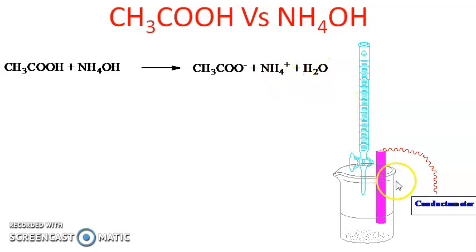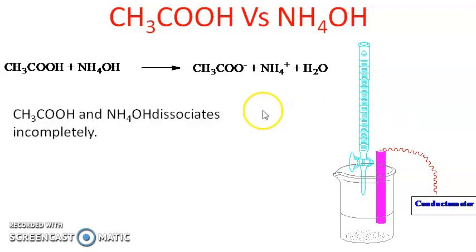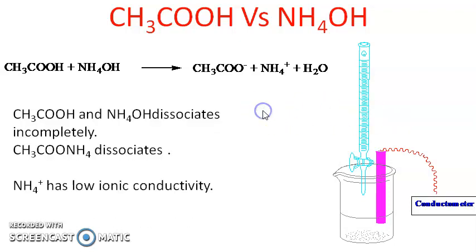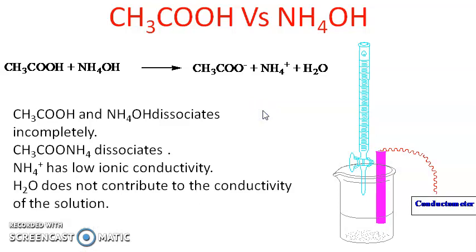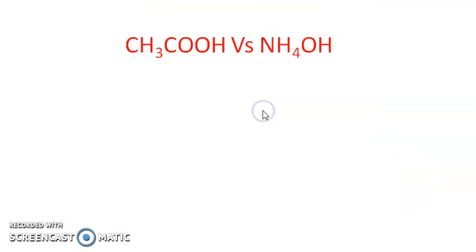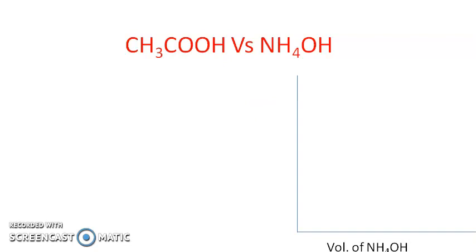Now remember, ammonium ion and acetate ion have low conductivity. OH minus ion has high conductivity. Water does not contribute to the conductivity of the solution. Let's see how the graph will be for the reaction between acetic acid and ammonium hydroxide. We are going to plot conductance against volume of ammonium hydroxide.